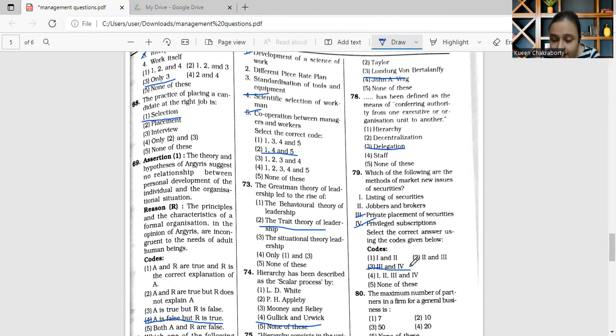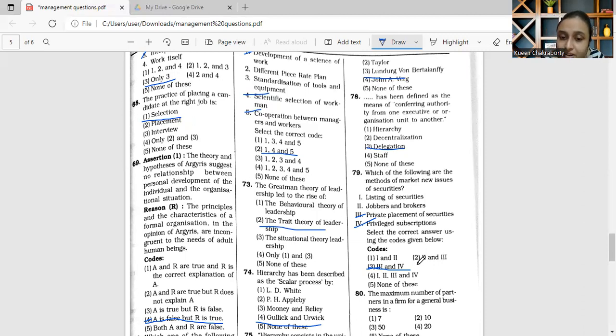Now I'll give you the insight into why I'm saying 3 and 4. Among the given options, the methods of marketing new issues of securities include private placement, the sale of securities to a relatively smaller number of select investors for raising capital. Investors involved in private placements are usually large banks, mutual funds, insurance companies, private individuals or pension funds.